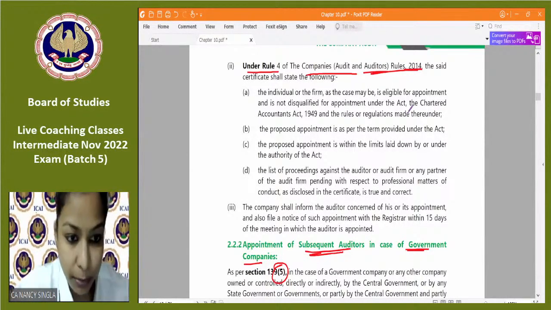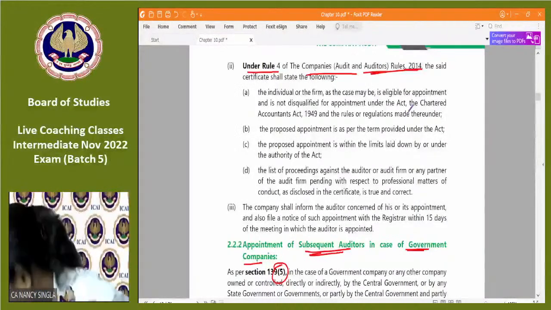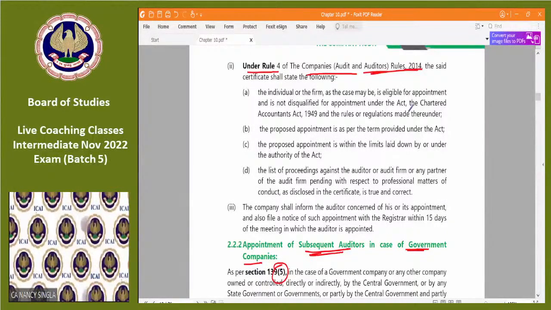Just wait for a minute, मेरा पेन गिर गया, just a minute.